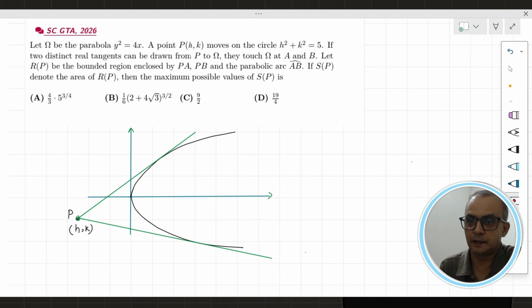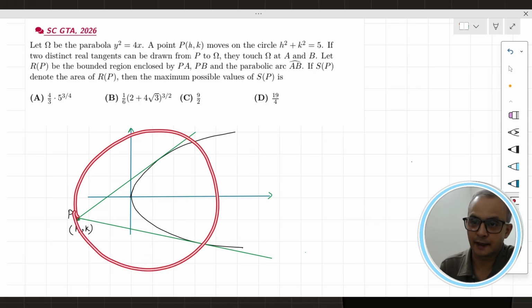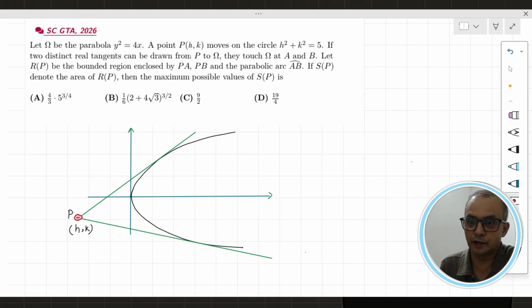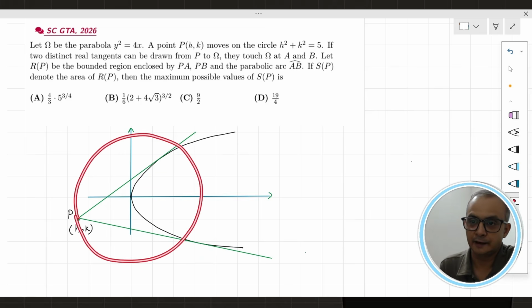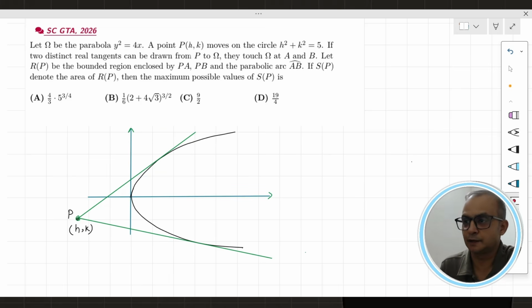This is the point P on the circle. The circle has its center at the origin and the radius is root 5. So the circle will be like this, and from that point on the circle we are drawing the two tangents to this parabola. I've taken one location of such a point, and it doesn't matter if you draw the circle or not, but you have to keep in mind that the relation between h and k is given: h square plus k square is equal to 5.